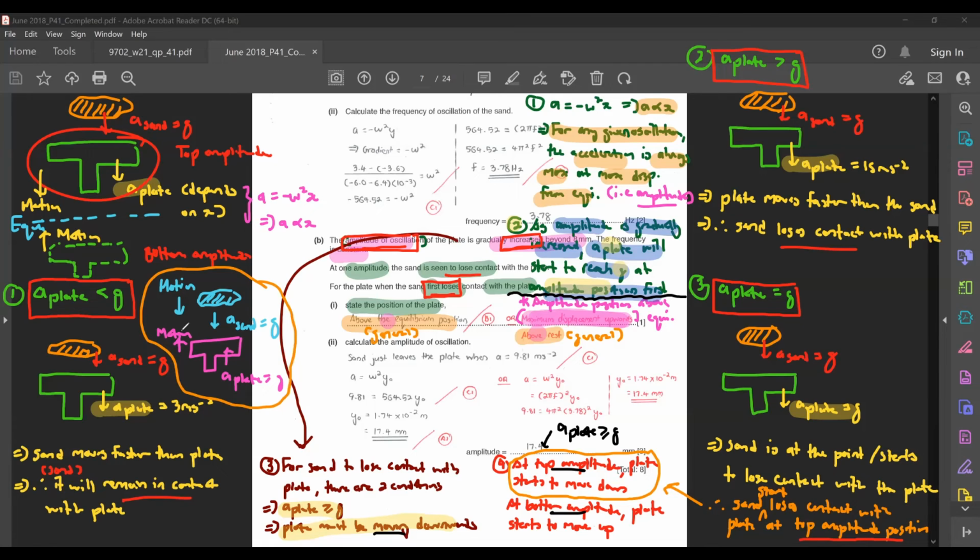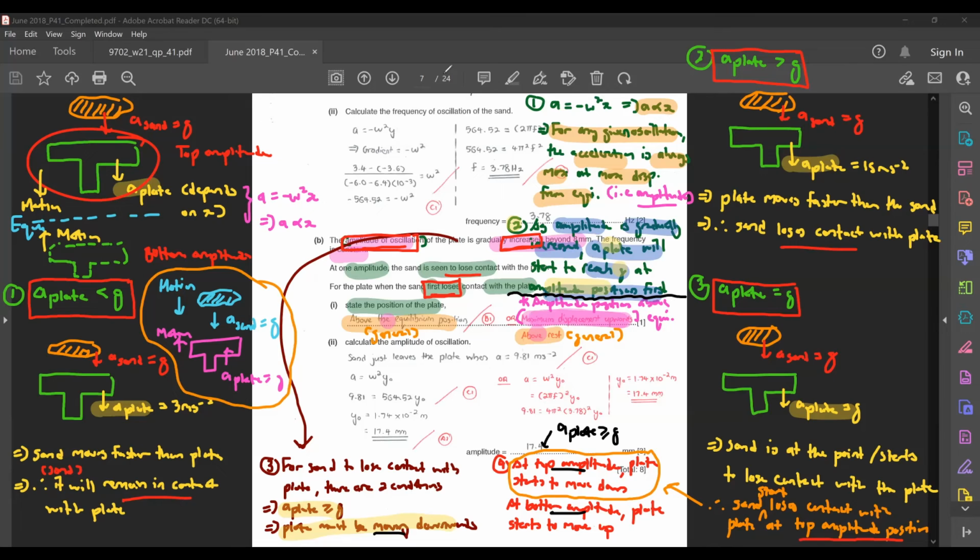So that's why here you specifically want to find the point where the plate is starting to move downwards, where the acceleration is equal to g. Only then can your plate start, so only then can your sand start to lose contact with the plate.